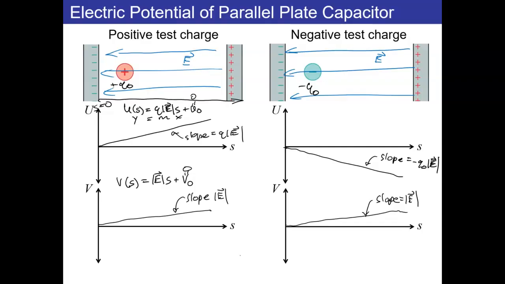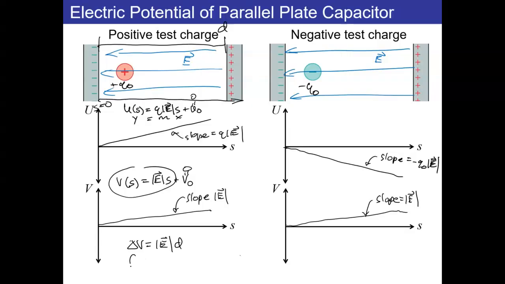Okay. Oh, one other thing I want to mention. If we had some spacing between the plates, let's call that D, then we would say the change in potential across those plates is given by the magnitude of the field times D, the spacing between the plates, if I move the particle all the way from one side to the other.